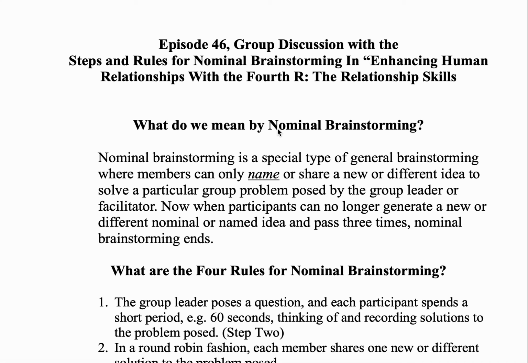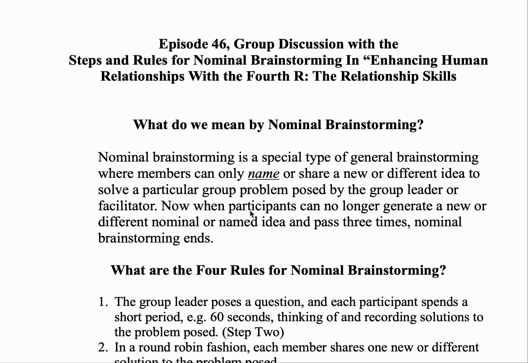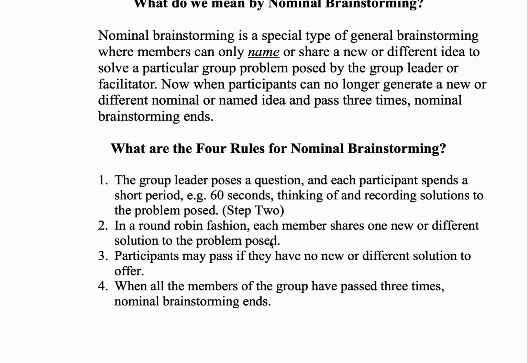But before we describe those rules and those steps, let's talk a little bit about what we mean by nominal brainstorming. Nominal brainstorming is a special type of general brainstorming, or the generation of ideas, where members can only name. See, the word nominal refers to naming something new, something to share, such as a new idea or a different idea to solve a particular group problem that would be posed by the leader or the facilitator. By the way, the group itself can generate a problem for nominal brainstorming as well. Now, when participants can no longer generate a new or different nominal or named idea, and they pass 3 times, nominal brainstorming ends. So let's now go over the 4 rules for nominal brainstorming.